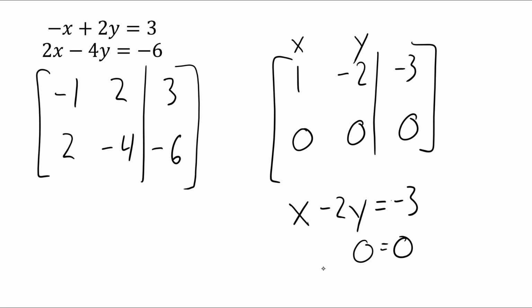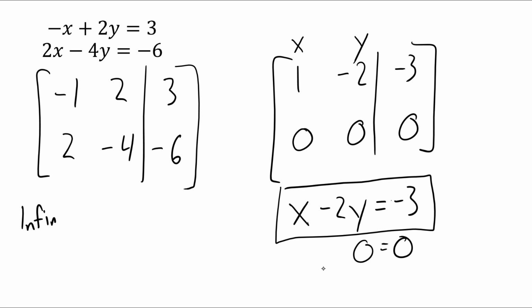So what this tells us is that, because we have two variables and really only one unique equation, we have two equations, but only one unique equation. And anytime we have more variables than we have unique equations, we have infinitely many solutions. So this has infinite solutions.